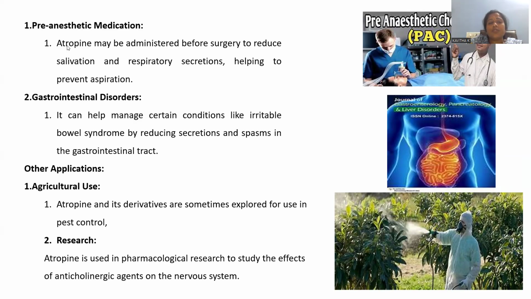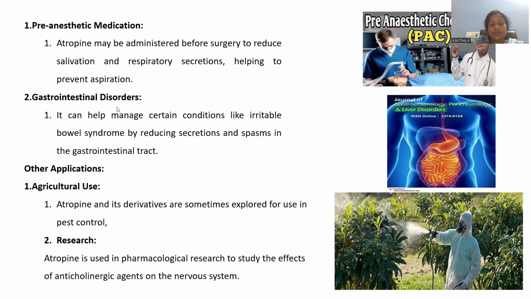Atropine, if consumed as a pre-anesthetic medication during the surgery, then if the anesthetic agent is causing excessive salivation or any respiratory secretions, that will be totally mitigated by means of this atropine. Atropine minimizes salivation and respiratory secretions, which are the symptoms of anesthesia.